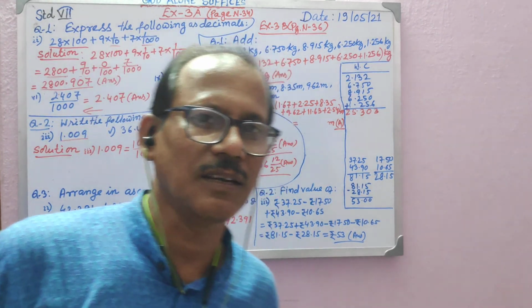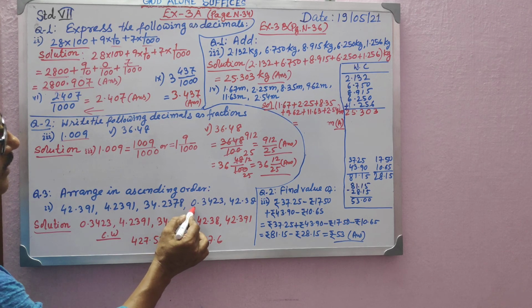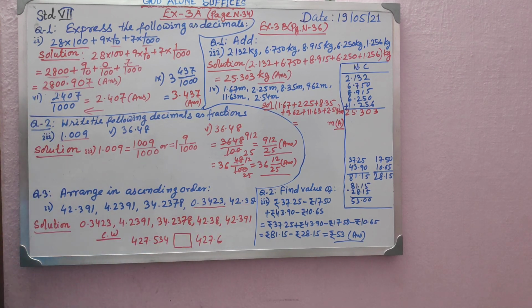Then you move to the second place value. First compare with the first place value. Then that way. I will just tell you. These are the decimals. Now see, here is 42 as whole number. Here is 4. So definitely this one is smaller. Here is 34. Here the whole number is 0. So this will be the smallest one. So ascending order means smallest first. So here it will be.